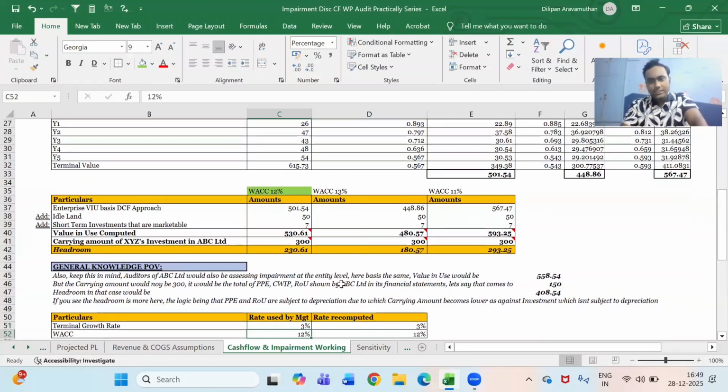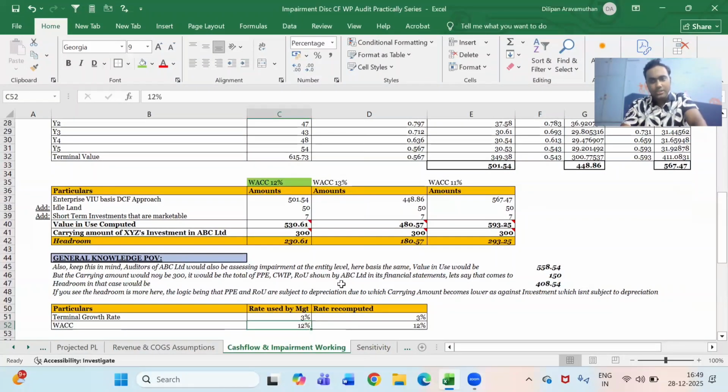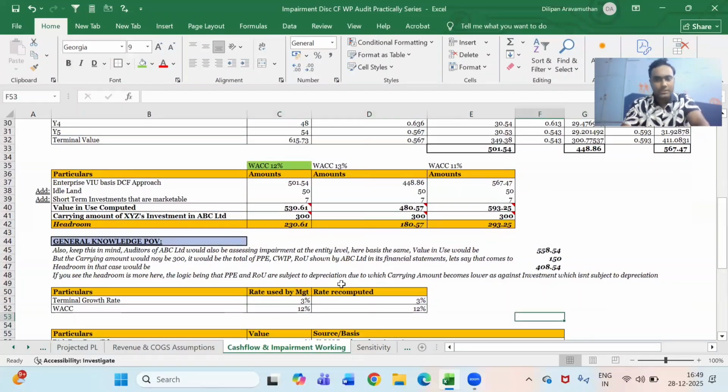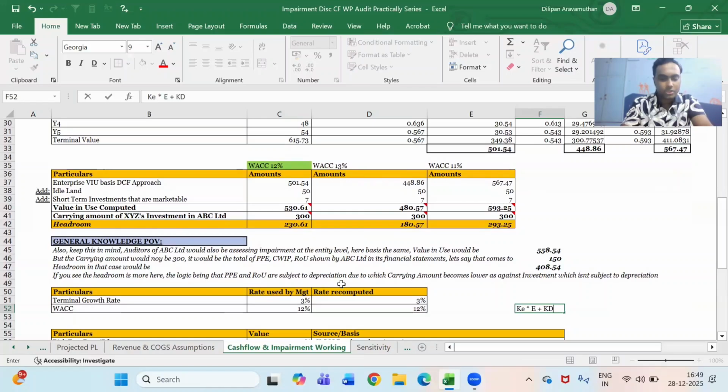Now let's discuss the important things. Two important things: terminal growth rate and weighted average cost of capital. So what is the weighted average cost of capital basically? It is my cost of equity times the proportion of equity, plus my cost of debt times the proportion of debt in the capital structure. Am I right? Yes, sir.